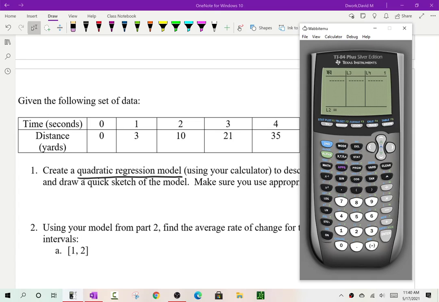Notice my screen doesn't have L1 anymore. And in fact, what I'm going to do is delete all of my columns. Now, in that top left-hand corner, I need L1. I need to put it back.